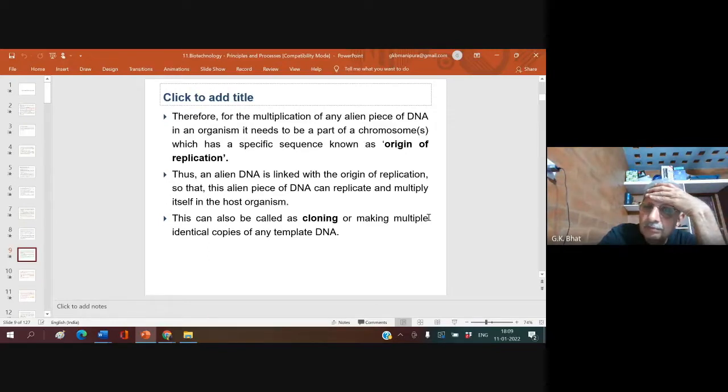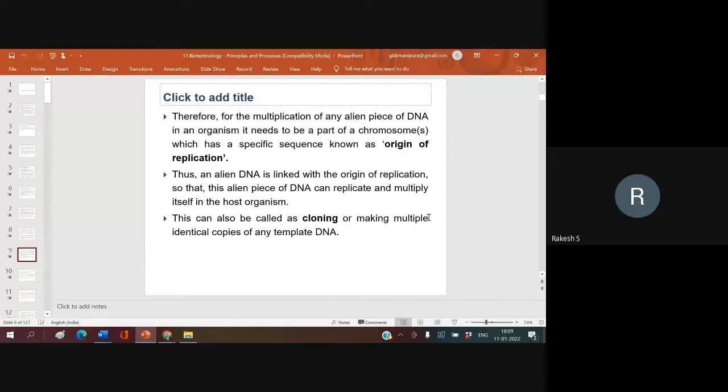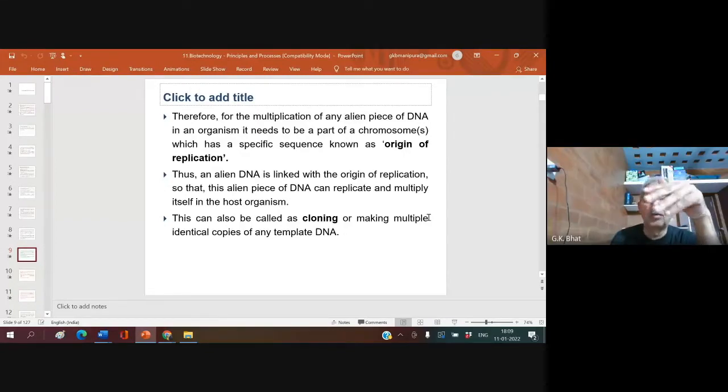The desired gene will be available. Okay, that's not the answer. I'll come to that. An alien DNA is linked to the origin of replication so that this alien piece of DNA can replicate and multiply itself in the host organism. When you add this piece of DNA to this host organism, you are not going to keep quiet. You want to see that this host DNA and this alien DNA both multiply in a large number before you process further.